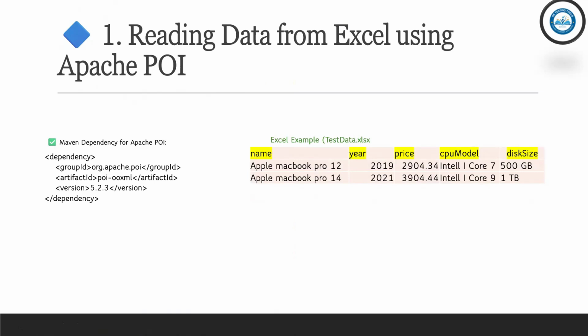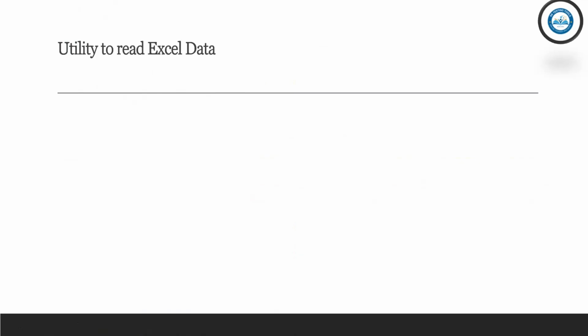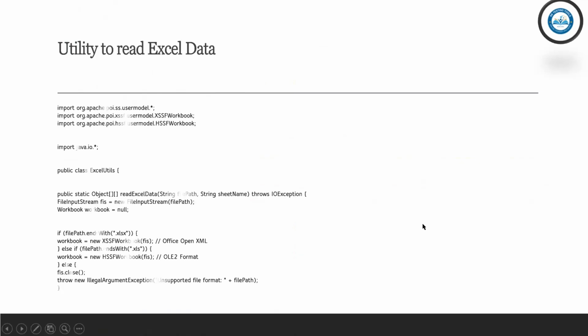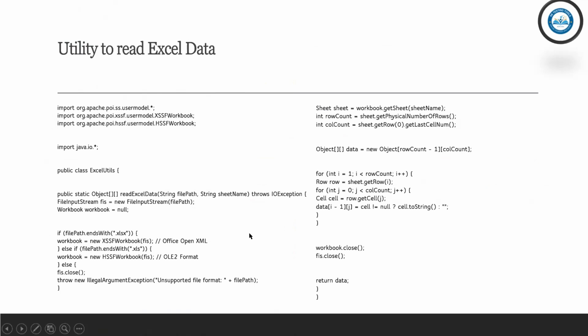But how do we read the test data from the Excel file? For that, we need static code, which I've already written here. You can just copy, paste and reuse it. This is the code which I'm going to use to read the Excel data. We have an Excel util, and we'll be creating an object array for reading the Excel data. There are two arguments over here, file path and sheet name, and a FileInputStream to read the files.